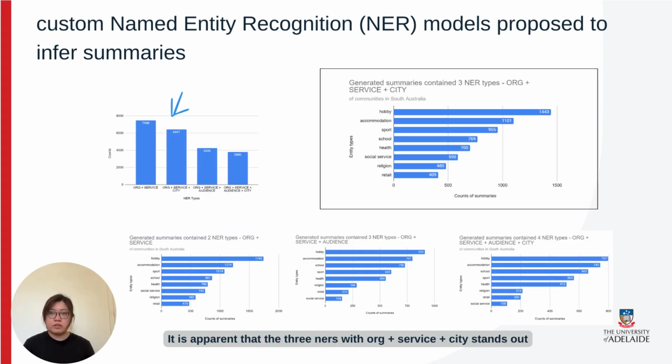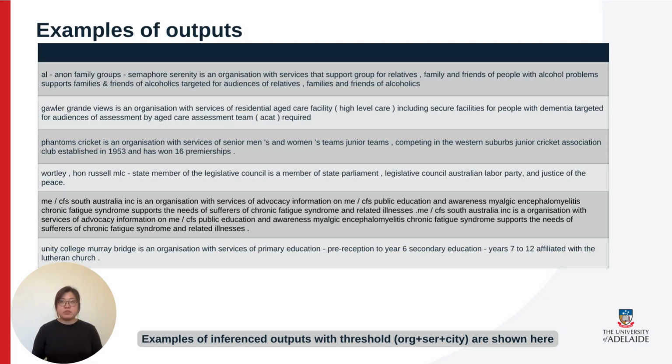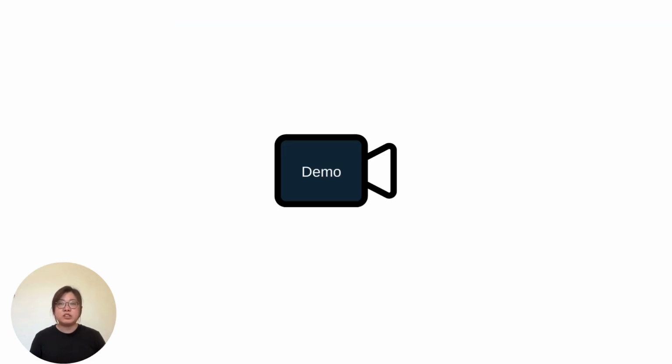It appears that the 3 NERs with organization, service, and city stand out by maintaining a good amount of information for recreational entity types, accompanied by well-crafted summaries in comparison to other thresholds. Examples of inference output with threshold organization, service, and city are shown here. In the upcoming session, I will provide a code demonstration. You may access the working code by visiting my GitHub repository.